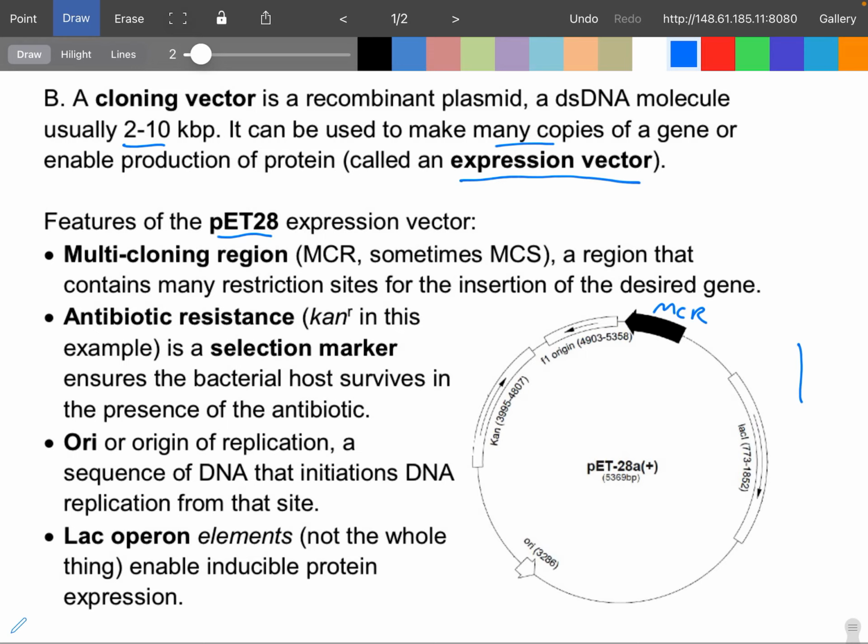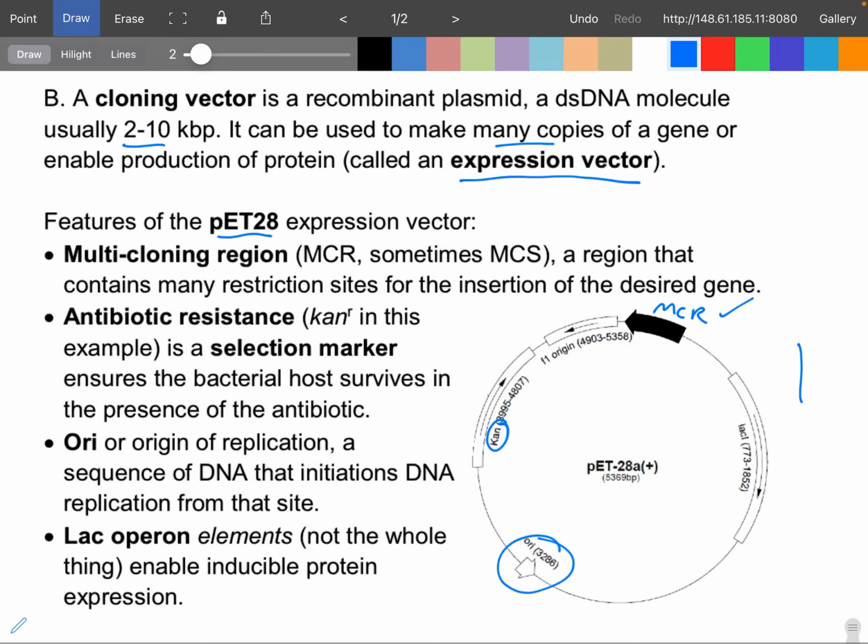This also contains an antibiotic resistance gene, kanamycin, or Kan-R. This is what we would consider a selection marker. It means that we can give this plasmid to bacteria and then use the antibiotic kanamycin to kill off all the bacteria that did not take up this plasmid. And so we can then be sure that any bacteria surviving contain this plasmid and therefore contain whatever gene we put into that MCR.